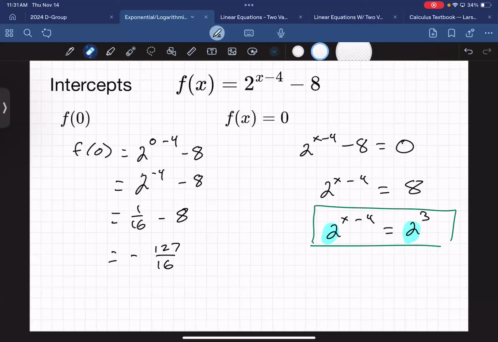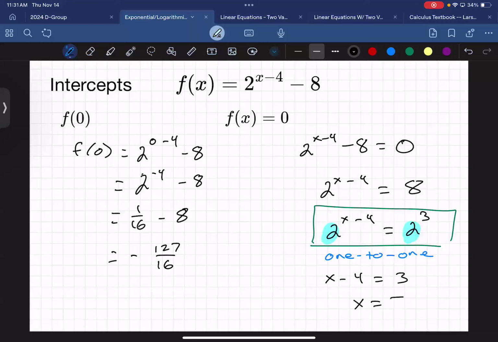So this is where we say, we know that exponentials are one-to-one, so we could write one-to-one here because we got the bases to be the same. And this allows us to solve an equation. And I find that this actually does have an x-intercept at 7.